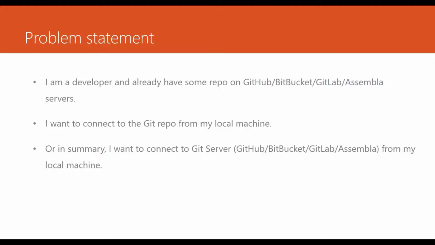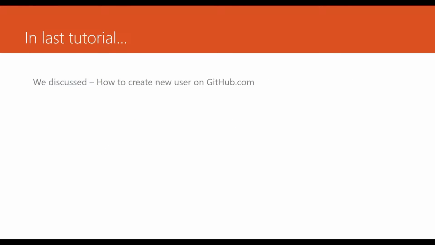Today the problem statement is: I already have some GitHub repo or Git repo on any of the servers like github.com, Bitbucket, GitLab or Assembla, and I want to connect to it from my local machine. So that's the summary statement for my problem.